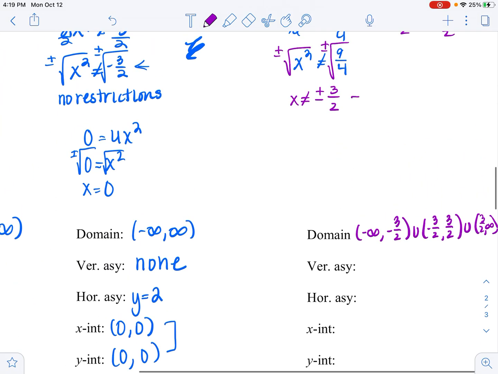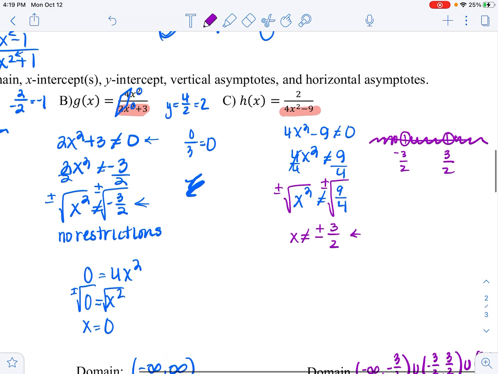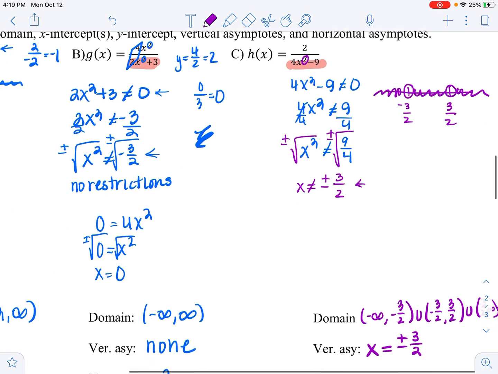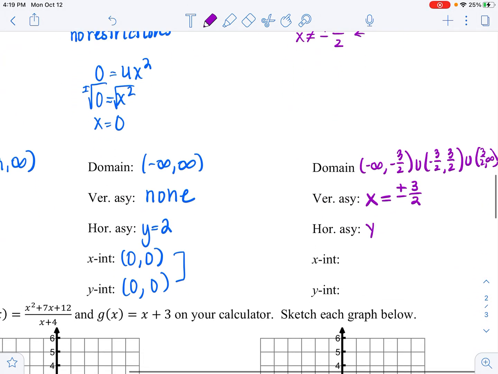Vertical asymptotes, I already did all the work for it. It's just that it says not equal to. This is going to be x is equal to positive and negative 3/2. So I'm going to have two vertical asymptotes. Horizontal asymptotes, compare the degrees. The degree in the denominator is bigger. So that is automatically y equals 0.